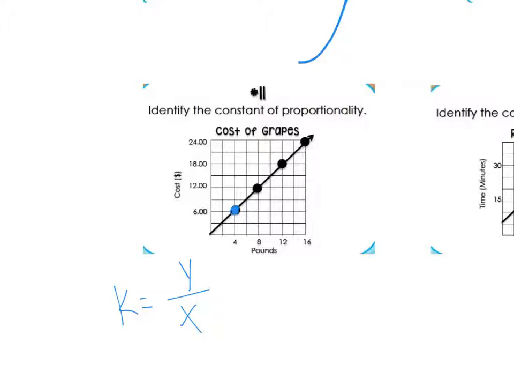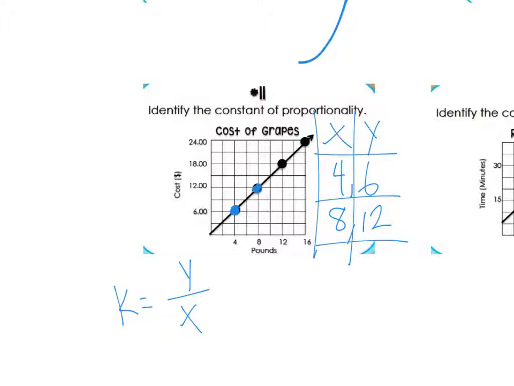So take this first point here. This would be the ordered pair 4, 6. Next blue dot is the ordered pair 8, 12. Think about those tables that we just had a second ago, right? Here's an x value, here's a y value. Look, we just made a table. Y divided by x. So this would be 6 divided by 4.